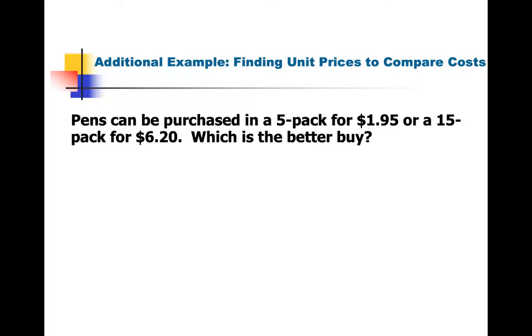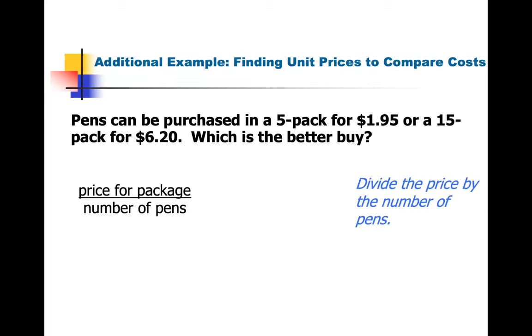If I can buy pens in a 5-pack for $1.95 versus a 15-pack for $6.20. Now this is an easy one, so I get how you can go the opposite direction. But in order to figure out which one the better buy is, you can solve this by getting the unit rate. Well, how do I get the unit rate? I figure out how much one pen is. So if I'm paying $1.95 for 5 pens, then if I divide $1.95 by 5, what do I end up getting?